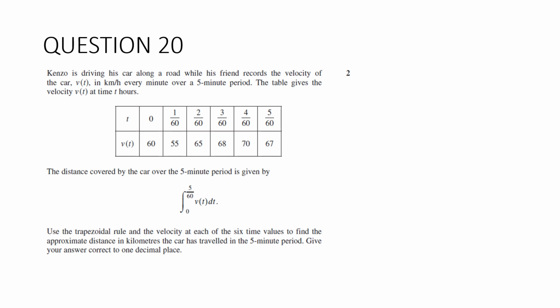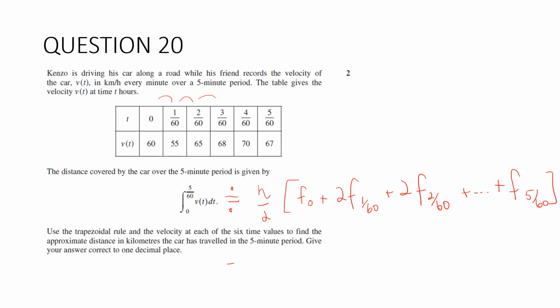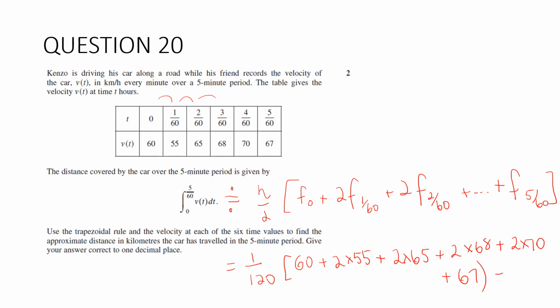All right, so our trapezoidal rule is going to give us an approximation of this integral, and it is equal to h over 2, whatever the height is of each of these things. It's 1 over 60, and then we want f of 0, plus 2 lots of f at 1/60th, plus 2 lots of f at 2/60th, etc., plus dot dot dot plus the very last one. Okay, so h is 1 on 60. I'm going to make that 1 on 120. Hopefully that's okay with you. Then we're going to go 60 plus 2 times 55 plus 2 times 65 plus 2 times 68 plus 2 times 70 plus 67, and I will leave you to work that one out.